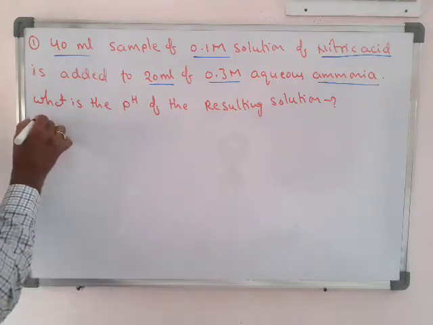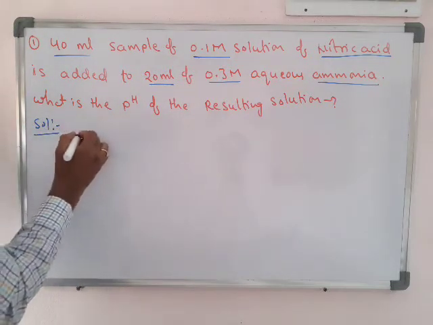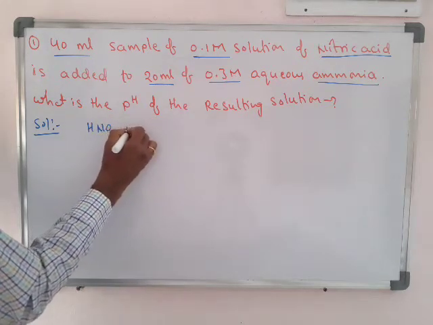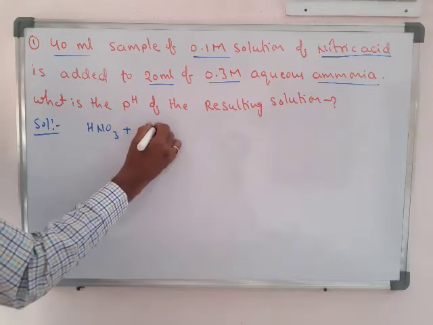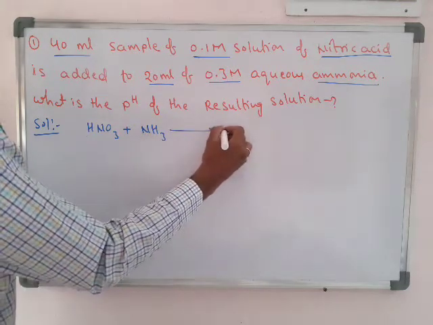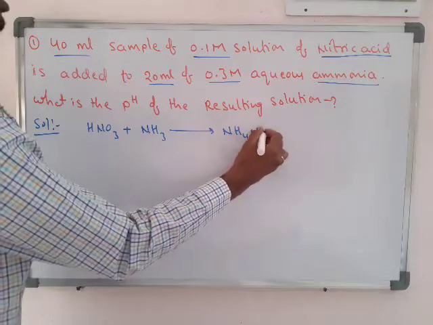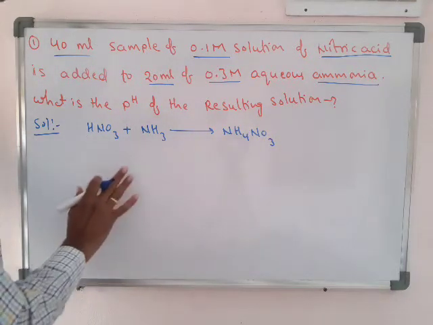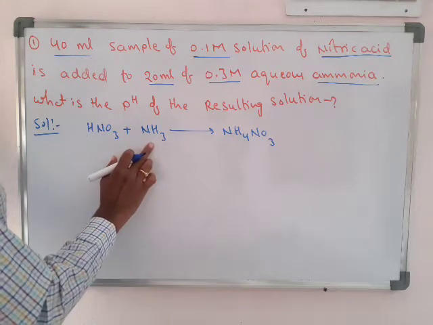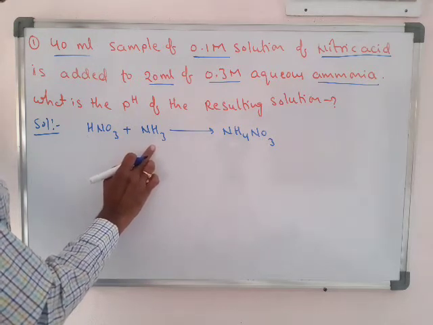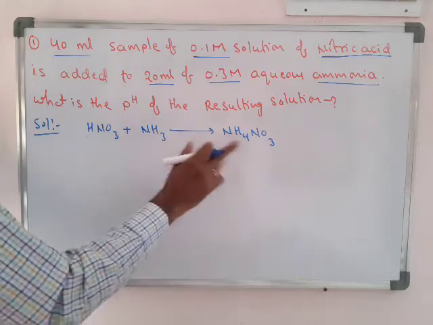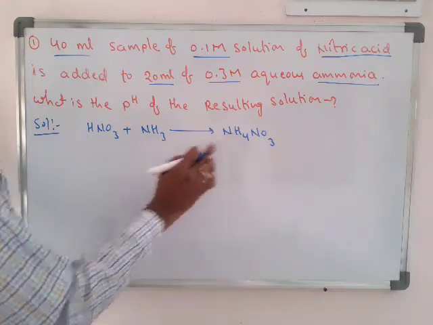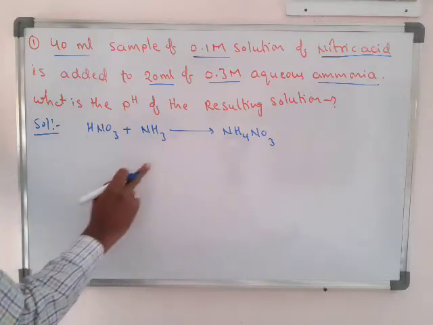So first we see what is the reaction. What is the reaction between the HNO3 nitric acid and ammonia? So here there is a formation of a salt, that is ammonium nitrate. There is no formation of water, because there is no OH minus in this base. So this acid base forms a salt. So this is ammonium nitrate.